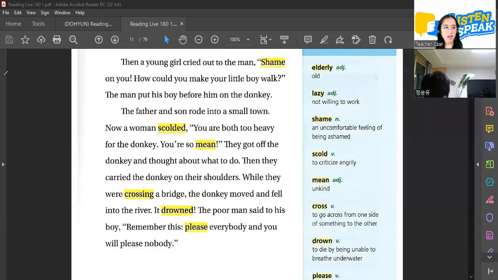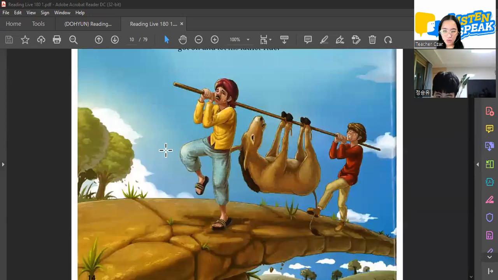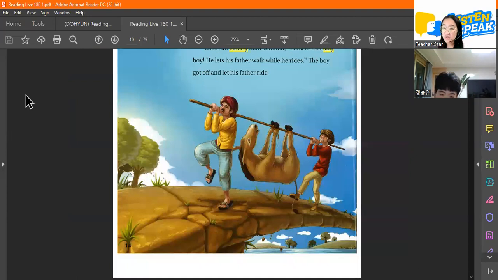Okay, very good. Thank you. So here, remember, the father is the one riding the donkey on this one. But the young girl cried out, "Shame on you. How could you make your little boy walk?" That's why the boy and his father are both riding on the donkey. But after that, the father and son rode into a small town, and they saw a woman, and the woman scolded them. You are both too heavy for the donkey. You're so mean. That's why we have this picture, because they don't know what to do.